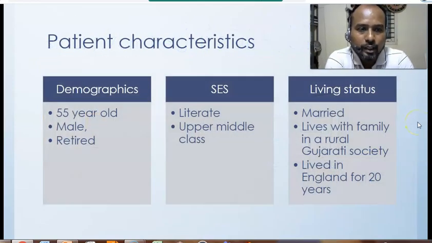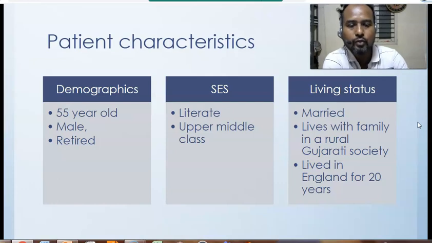Before getting into it, I'll give you some fundamentals about this patient. The patient is a 55-year-old male. He's retired, literate, and upper middle class. He's married and lives with family in a rural Gujarati society. He lived in England for about 20 years, working there, and 3-4 years back he returned to India, after which he had this episode of stroke.